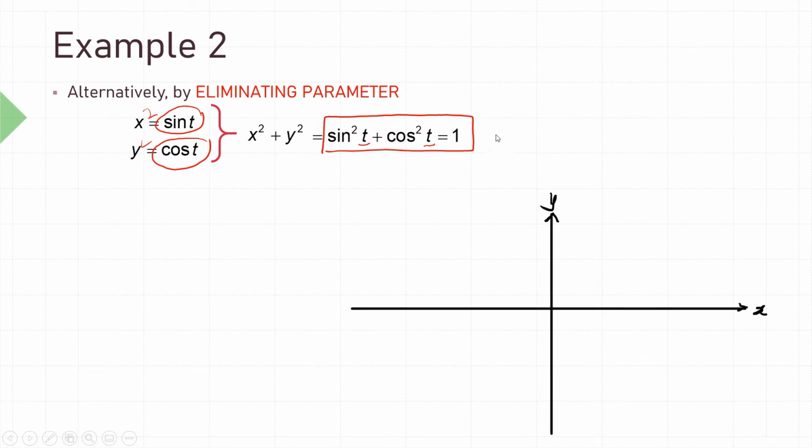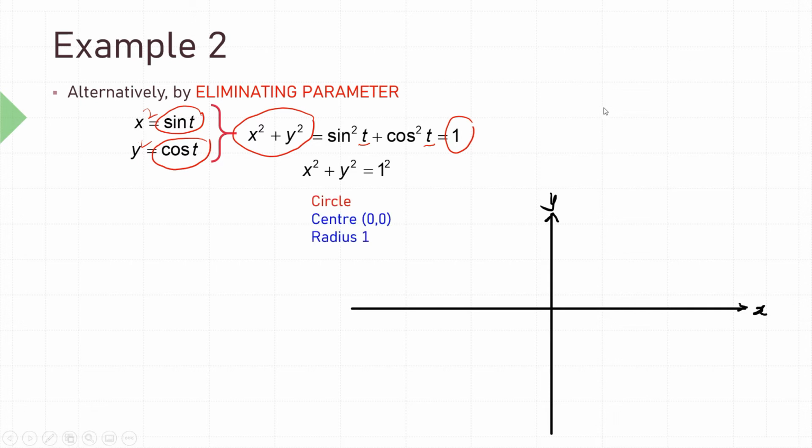So we have x squared plus y squared equal to 1 squared. What does this equation represent? This is a circle with center 0, 0 and radius 1, because the formula for a circle is x minus h squared plus y minus k squared equal to r squared, where (h, k) is the center and r is the radius. In this case, the center is 0, 0 and the radius is 1. So we can draw a circle for these parametric equations.